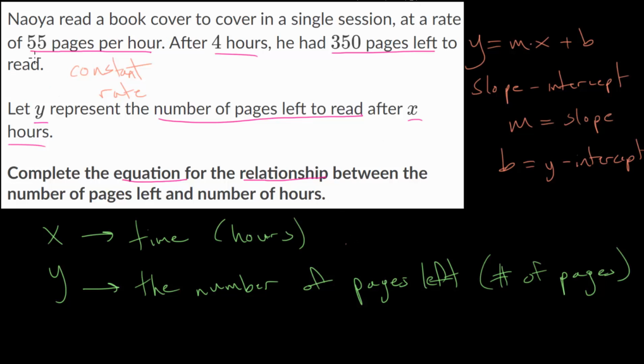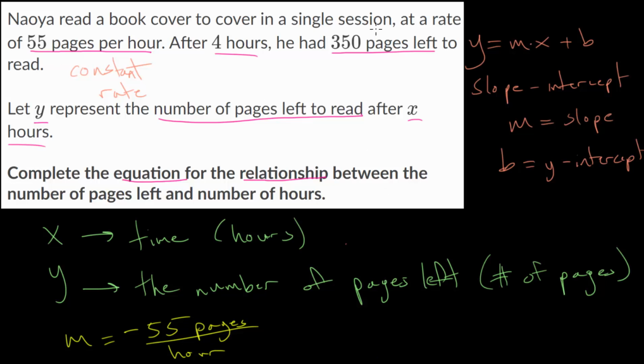We're told that 55 pages are read every hour. So that is our slope. We can write that as m. It's 55, we can say, pages per hour. But we need to be careful because we are counting down the number of pages. We don't know how many we're starting with, but every hour they have 55 pages less to read. So our rate of change is negative. It's counting down the total number of pages that are left to read. So every hour, 55 pages are subtracted from the total left to read.